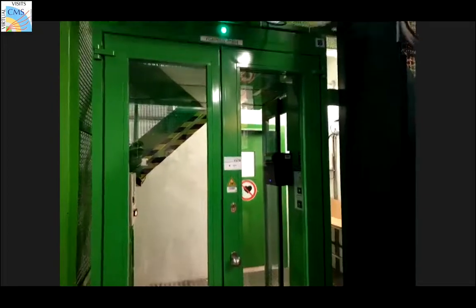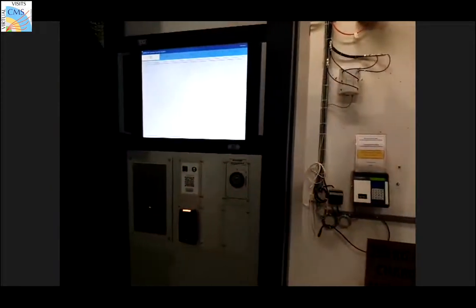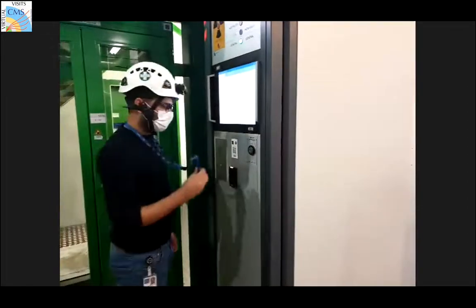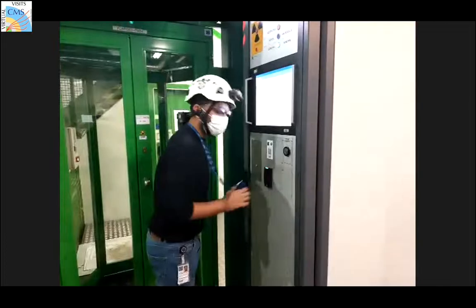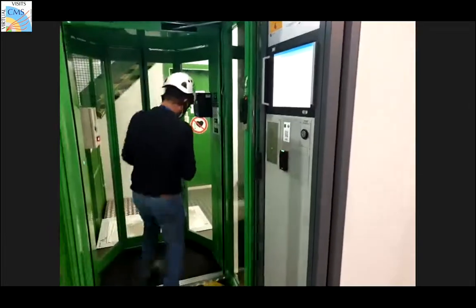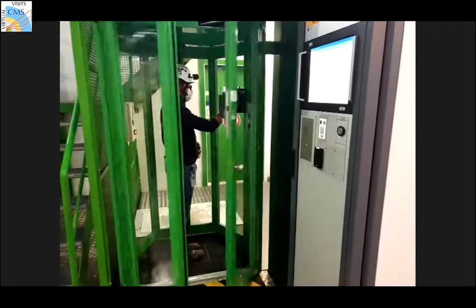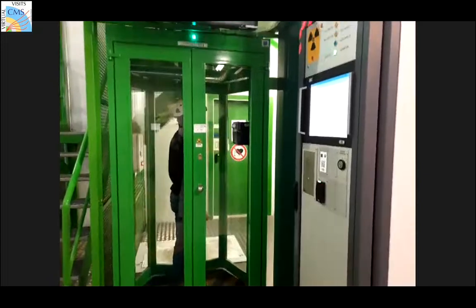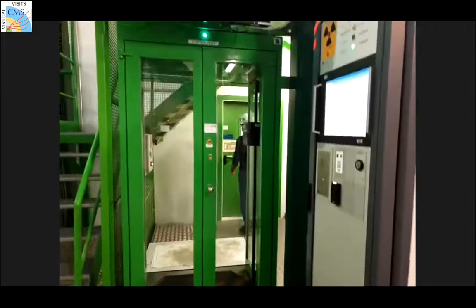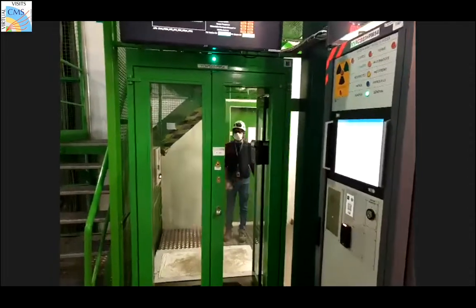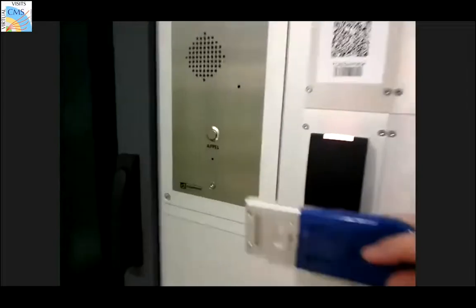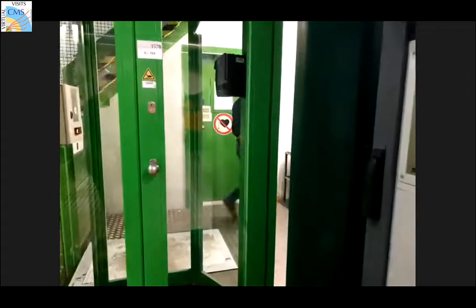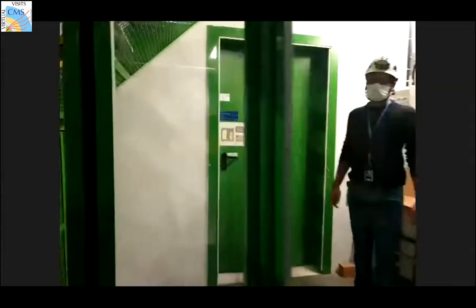So now we are in this area, we are going to enter to go down. To go down, we have to use a dosimeter. This makes sure that whenever we are entering a radiation zone, it is going to measure the amount of dose we receive during this period, and there is a certain limit we have to follow, to make sure of the safety of the personnel going down. We cannot exceed this limit per year.